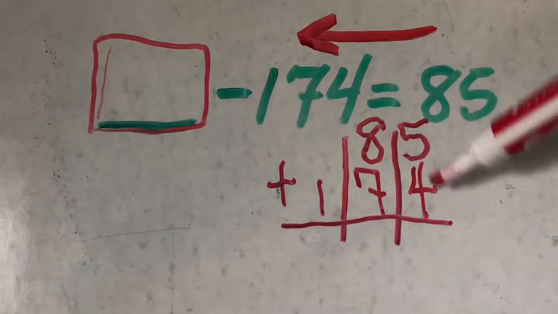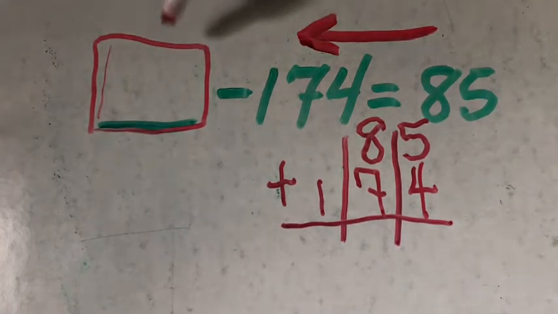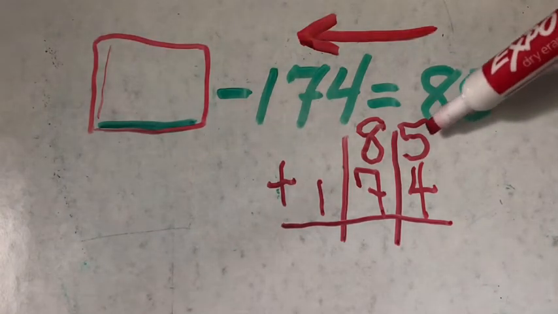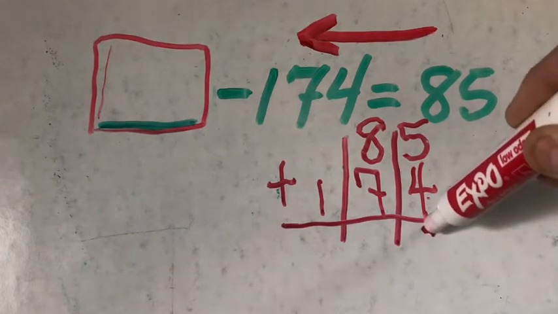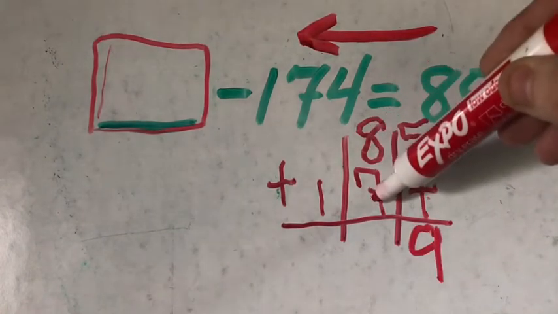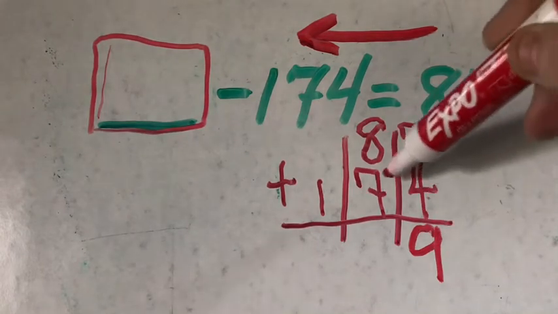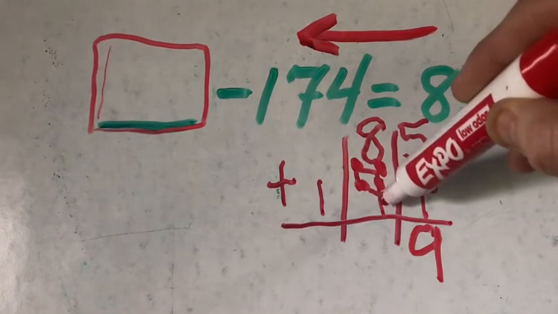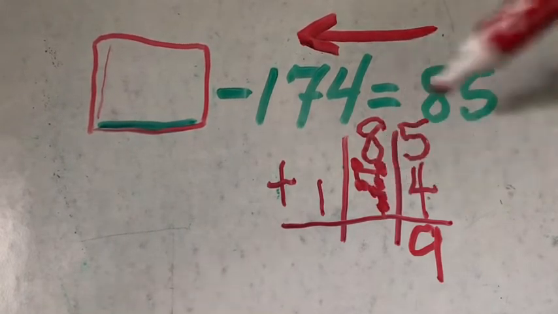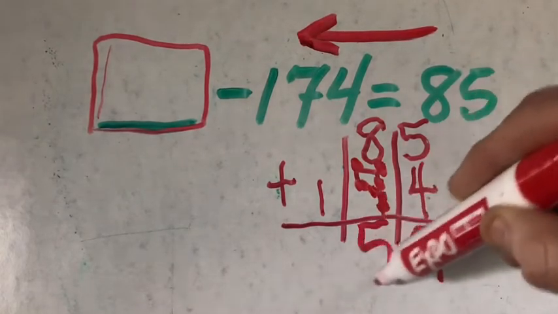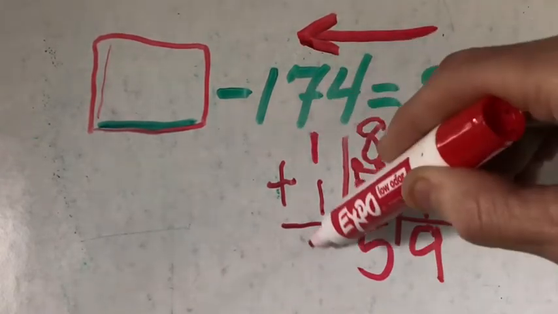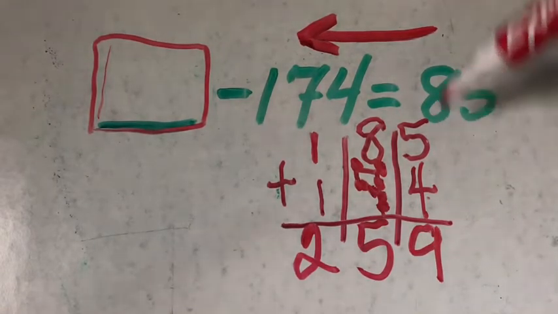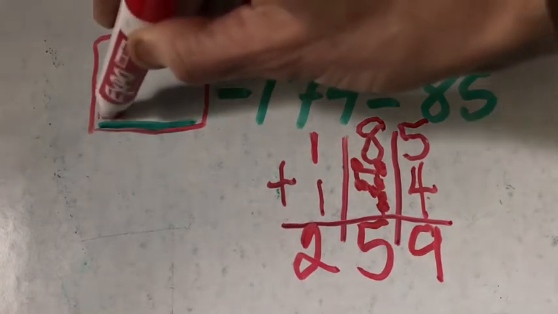Now I'm going to add, and when I add, like I said, I'll get a bigger number, and then we can check this answer and make sure that it's correct. So let's add: 5 plus 4 is 9. 8 plus 7, if I start with 8 and I go 9, 10, 11, 12, 13, 14, 15. So put my 5 down, carry my 1. 1 plus 1 is 2. So 259 when I add 85 plus 174. So let's put that here.